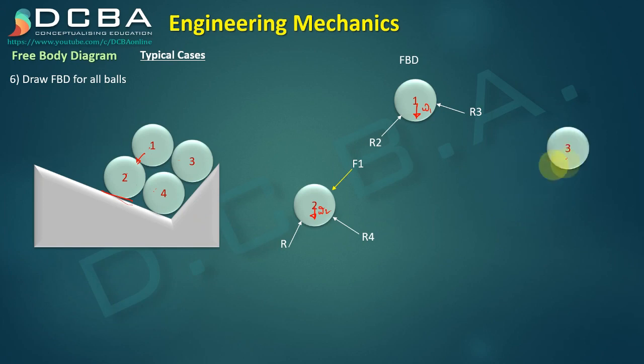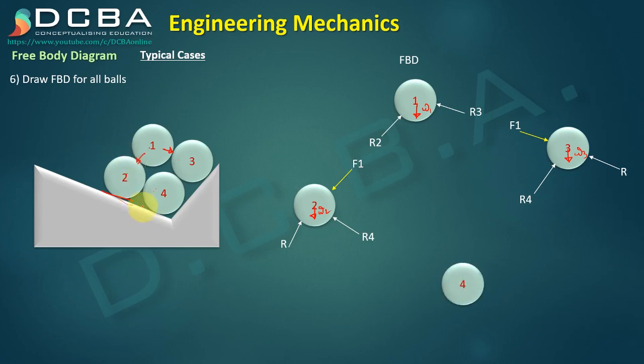Then we come to the third ball. Now this first ball is putting a force on third ball also. So that force would be there. Then its weight W3 will be there, right? Then again the reactions are, it is getting a reaction from fourth ball as well as it is getting a reaction from the surface. So there is a reaction from the surface and then there is a reaction due to fourth ball.